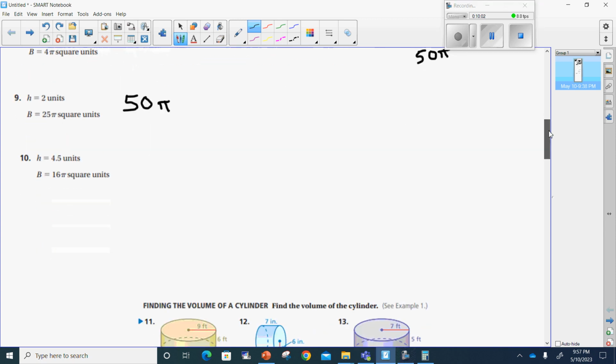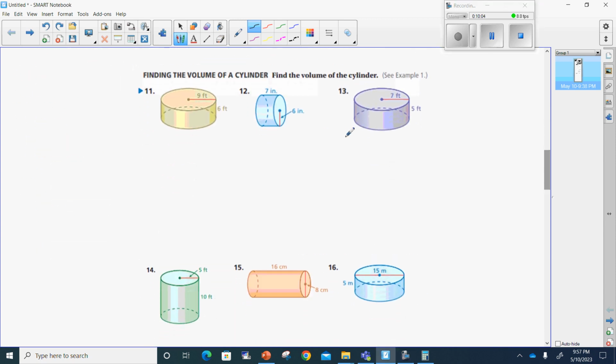All right, you have number 10 to do, so I'm going to go to number 11. It says, find the volume of the cylinder. So we're going to use volume equals base, which is the formula of the base, times the height. All right, so the formula of the base, we have a cylinder here, so this is a circle. The formula is going to be pi r squared for the base. And then we're going to multiply that to the height.